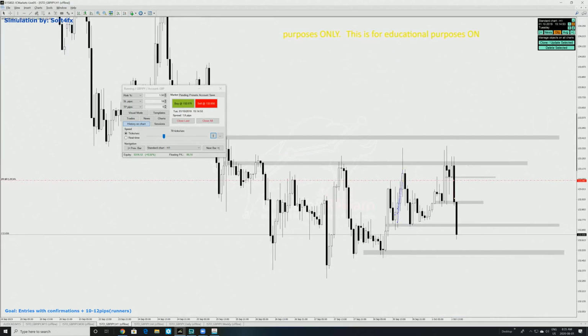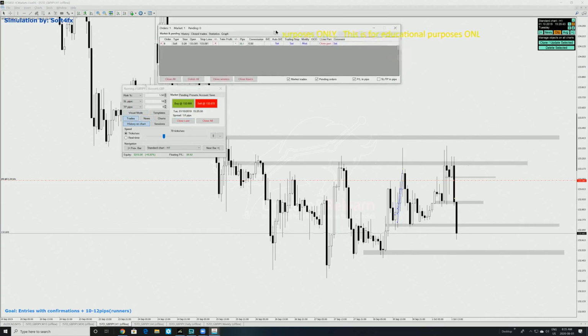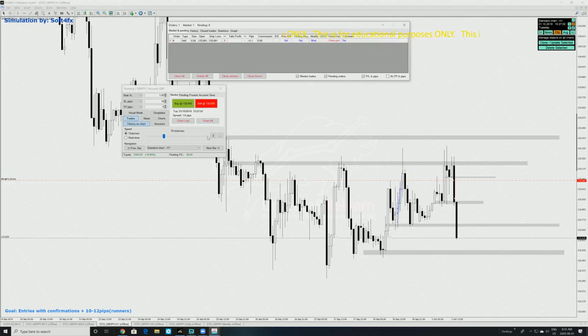In live market, would you take this trade? Yes, I would take this trade. It's too late to enter now. Way too late to enter now. Wow, man, this thing is running hard over here. We're up 38 pips. Damn.